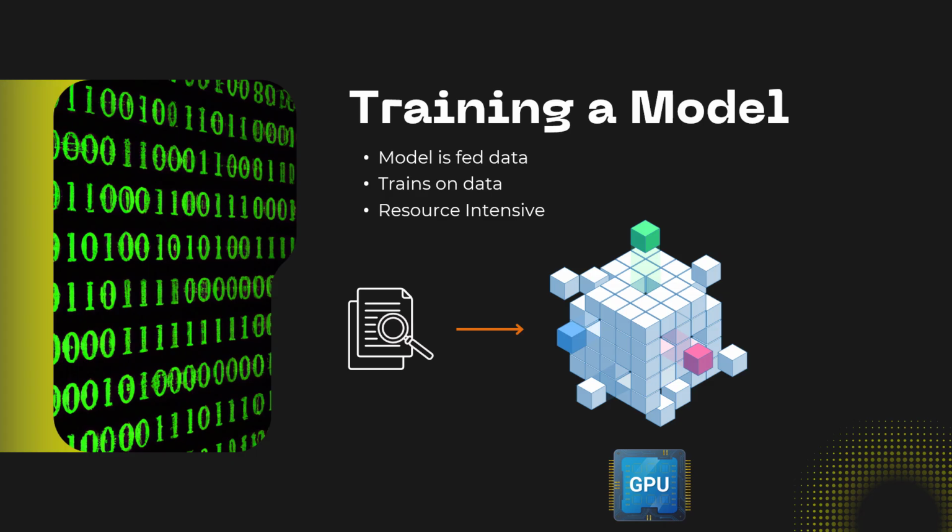AI, or artificial intelligence, is about creating machines, or models in this case, that are capable of mimicking cognitive functions, such as learning, reasoning, and problem solving. It all starts with a model. The model is fed a large amount of data and is trained on that data to recognize patterns, make decisions, and predict outcomes. Training can be resource intensive for a few reasons.